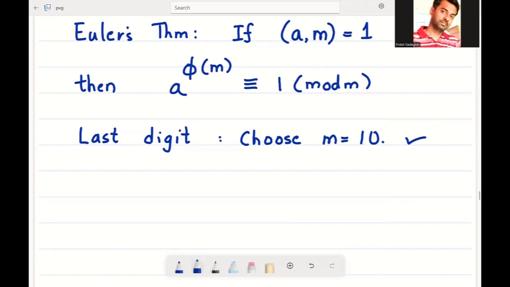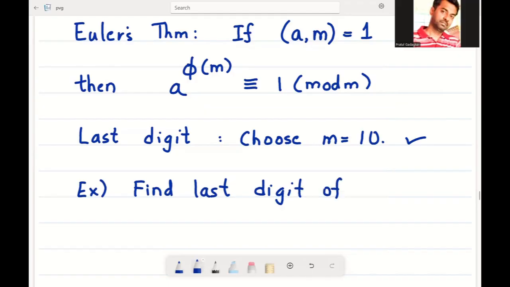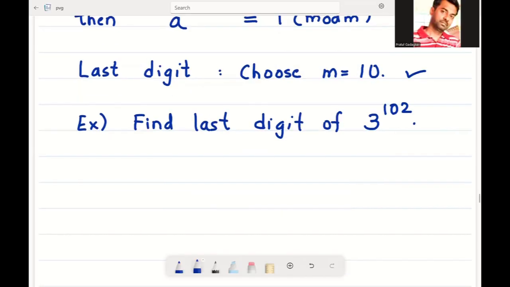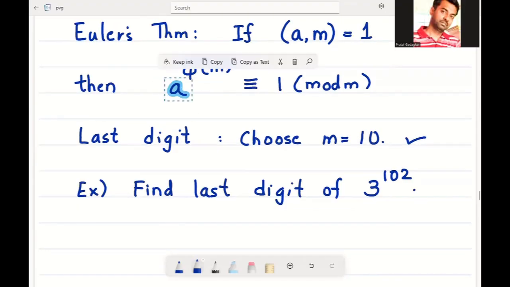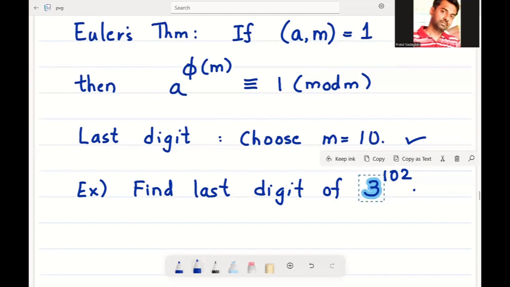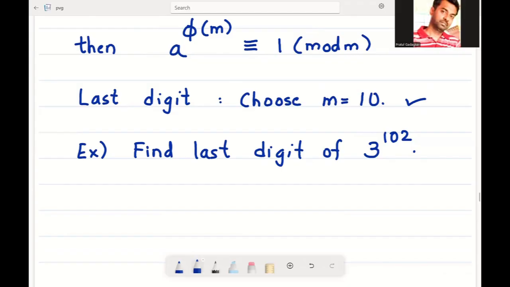Now let me write an exercise. Let us find the last digit of 3 raised to 102. How am I going to find it? In Euler's theorem, I have a raised to something, and here I have 3 raised to something. So clearly the value of a that I'm going to choose is 3.